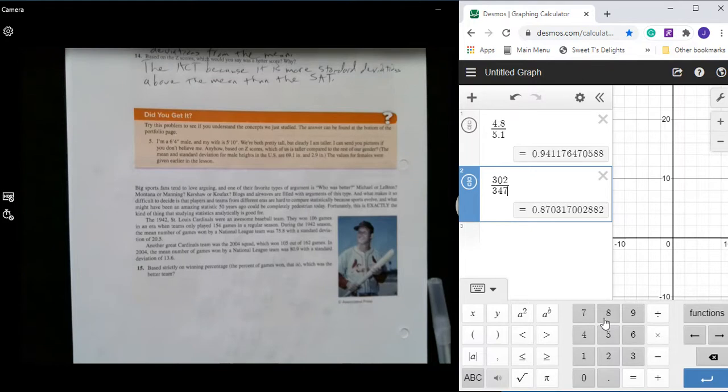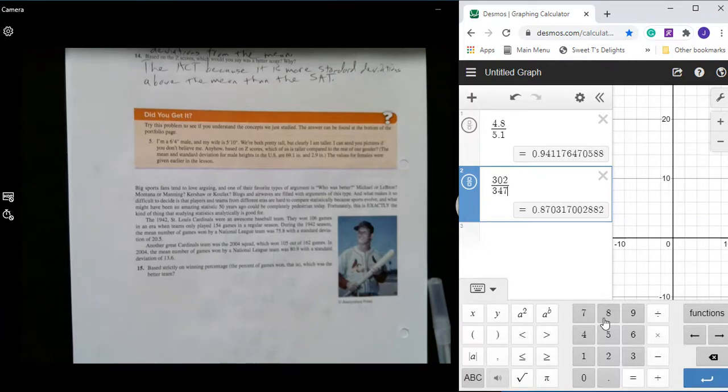And what makes it so difficult to decide is that players and teams from different eras are hard to compare statistically because sports evolve. What might have been an amazing statistic 50 years ago could be completely pedestrian today. Fortunately, this is exactly the kind of thing that studying statistics analytically is good for.